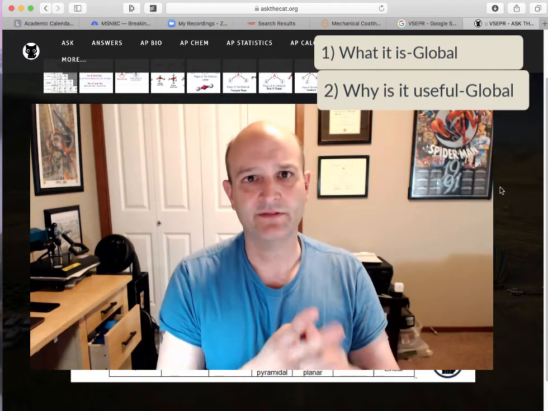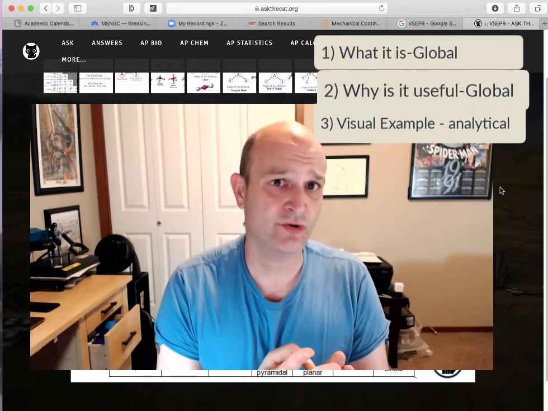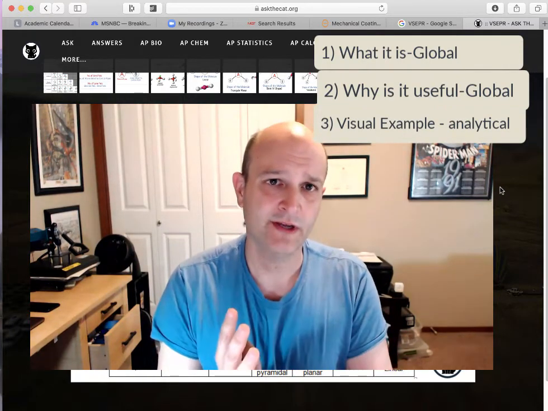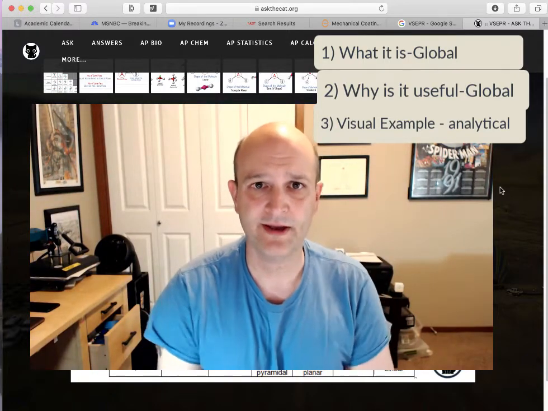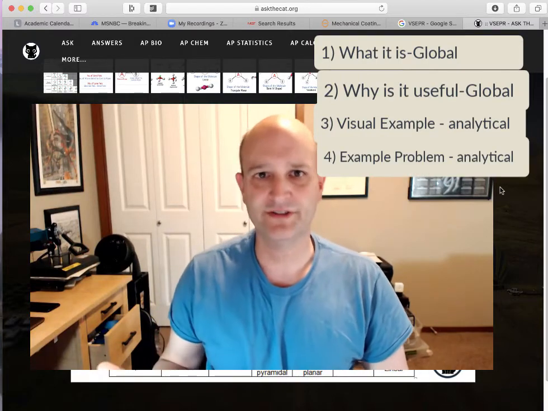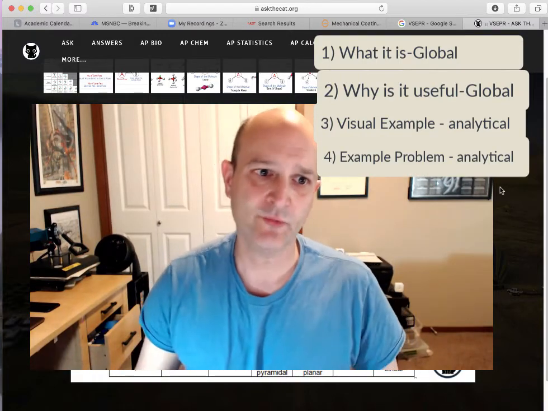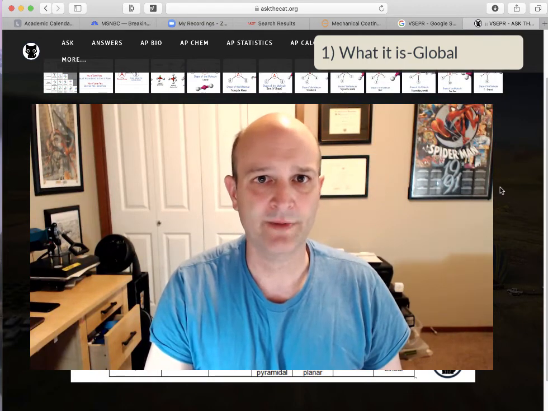And then we're going to give some visual examples without any practice problems, just kind of show you around a little bit, and then we're going to actually do a couple problems so that you can see how to apply this in your homework. So first of all, what is valence shell electron pair repulsion theory? It is a way to help you envision what molecules might look like.